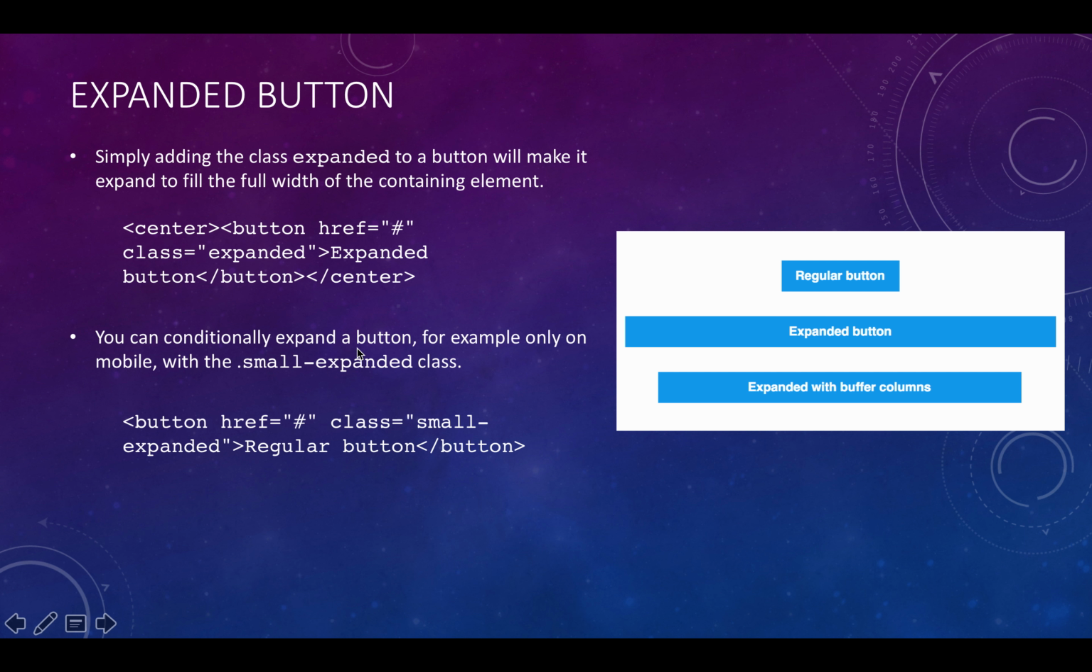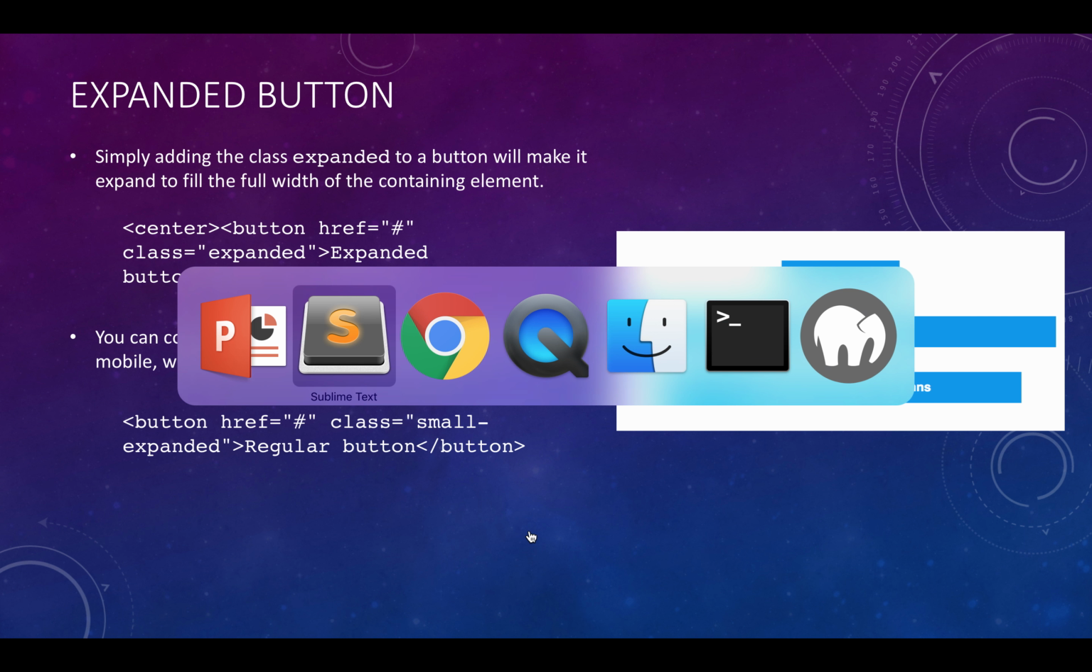Now you can also conditionally expand a button using the small-expanded class. And that's really nice because you can define your button just as is, but you can only have it expand for mobile devices. With Foundation for Emails, we have two breakpoints. We have a small and a large. So for the large, generally it's going to be your desktop, so you can use a regular button. And then if you have this class, small-expanded, it'll only give you the expanded one when you're on the mobile device. So that's pretty handy. So let's take a look at the code for that.